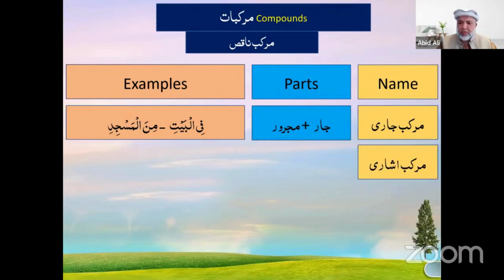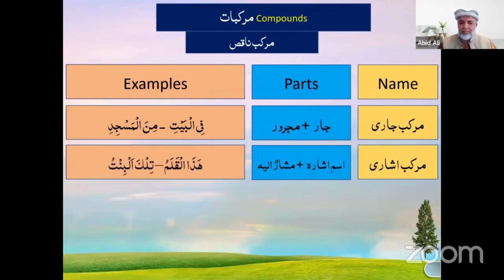The other one is murakkab ishari. In the murakkab ishari, we have ismu ishara and musharun ilayh, so we have a pointer and something to point to. If I say "this book," the word "this" is the ishara, the pointer, and the book is the noun I'm pointing towards. We have the same idea in Arabic: hazal kitabu, hazal kalamu, tilkal bintu. Hazal kalamu means this pen.